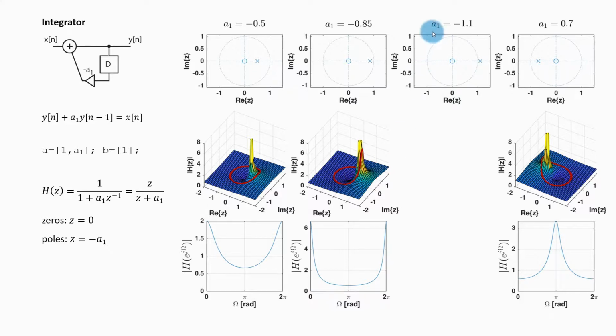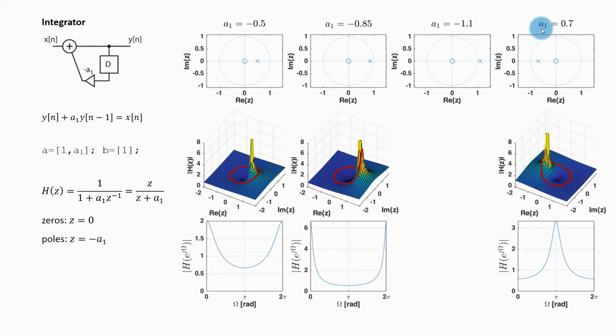If I overdo it and I set the coefficient a1 to a value which is less than 1, this pole will get outside of the unit circle and the system will be unstable. When the system or a filter is unstable, it does not even have the frequency characteristic. In this case, the frequency characteristic does not exist.